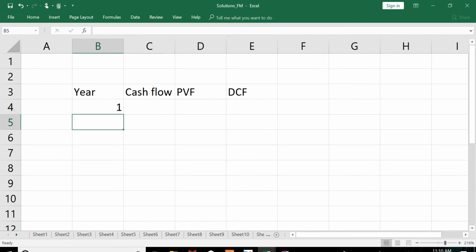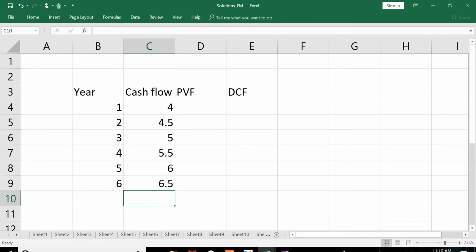Year 1, you will earn rent of 4 lakhs. Year 2, you will earn rent of 4.5 lakhs. Year 3, you will earn rent of 5 lakhs. Whatever number you want to decide on, you do your calculation and keep writing it. Year 4, 5.5 lakhs. Year 5, 6 lakhs. Year 6, 6.5 lakhs. At the end of year 6, I'm going to sell it for 100 lakhs.